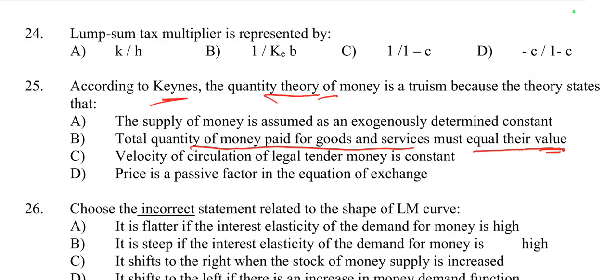The Keynesians viewed the quantity theory of money as a truism because it essentially states that the total amount of money spent in the economy must equal the total value of goods and services produced. So this is a tautological relationship, meaning it's true by definition and doesn't provide new insights about how changes in the money supply affect the economy. So according to Keynes, the total quantity of money paid for goods and services must equal their value. So option B is right.